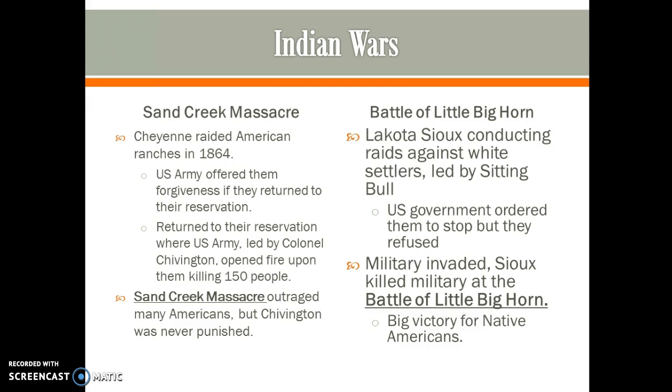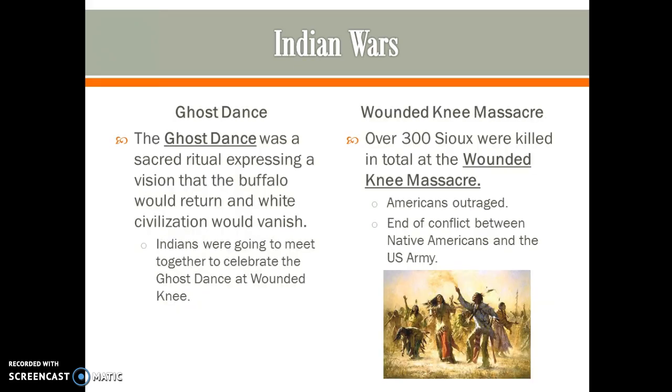Okay. When the American people found out about the massacre, they were really upset. We had been treating Native Americans badly for years, and our legacy of that was not looking very good. Chivington was never actually punished for the massacre, though. So the Native American wars continue with the Battle of Little Bighorn. The Sioux were conducting raids against white settlers, led by Sitting Bull, who was their tribal leader. Okay, the U.S. government orders them to stop, but they refuse. So the military invades the Sioux, and the Sioux actually kill all the American military at the Battle of Little Bighorn. This is a big victory for Native Americans.